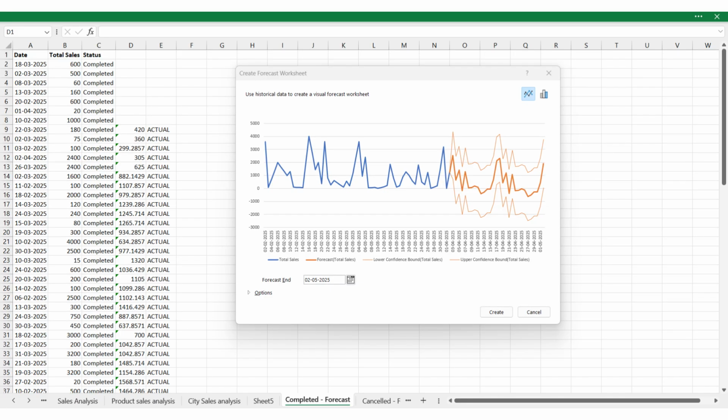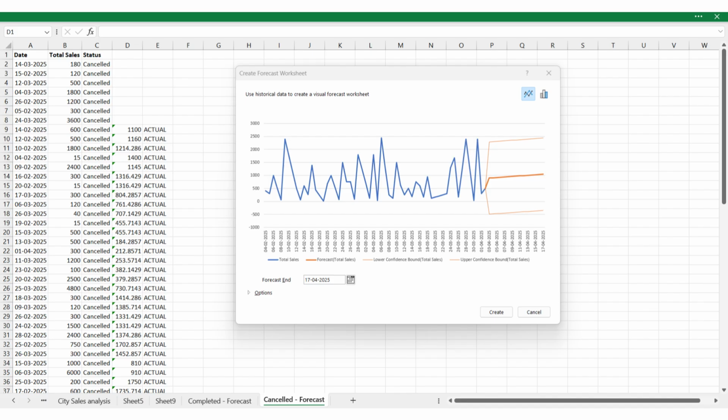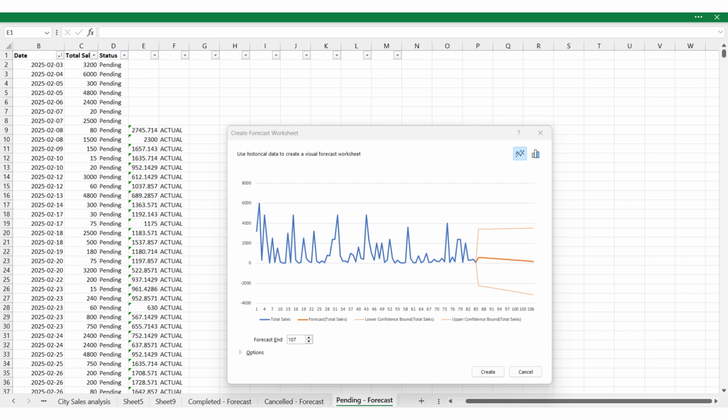When it comes to effective inventory management, one of the most crucial elements is accurately forecasting sales, or what we often call demand forecasting. Understanding future demand helps businesses make smarter decisions about stock levels, purchasing, and resource allocation. We'll use Microsoft Excel's forecast sheet feature to estimate sales for the upcoming month. We'll look at 3 key categories: successfully completed sales, pending sales orders, and canceled sales. By analyzing past data trends, we can project future performance and ensure inventory planning aligns with customer demand.